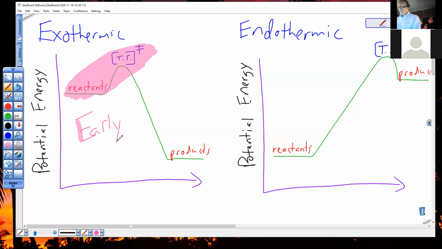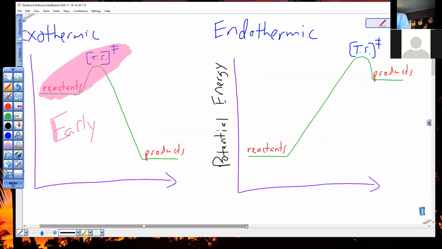Okay, and highlighter again. Give it another shot. And go with these two. In the second diagram, the energy of the transition state is closer to the energy of the products. Products are at the end, right? That's late. Reactants are at the beginning. That's early. This is late.